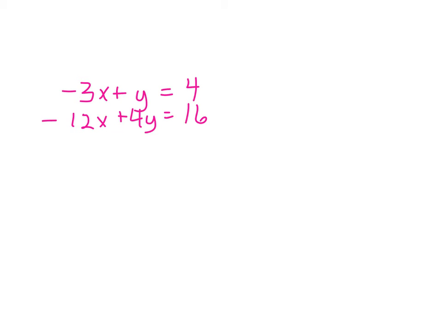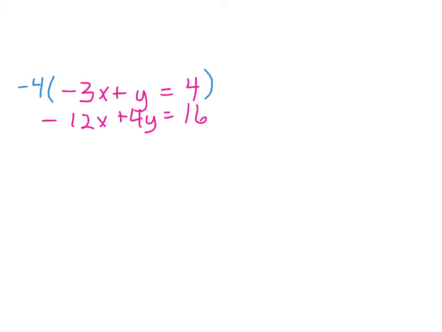Here's another system. We have -3x plus y equals 4, -12x plus 4y equals 16. Again, both in standard form. It might do us well to use elimination, get rid of one of those variables. I'll try getting rid of the x this time. So I have a -3 and a -12 in front of the x. Maybe I'll multiply that top equation through by a -4.